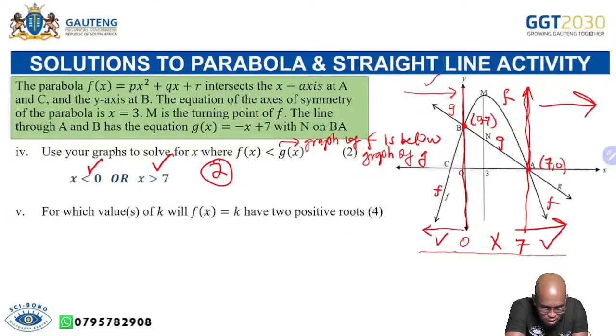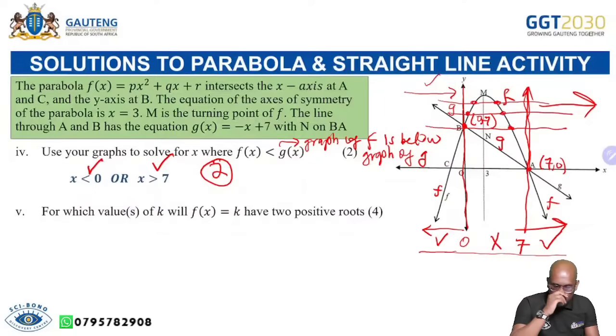If you are to draw a line below the turning point, what do you notice? It cuts twice on the positive x-axis. As you go below, it cuts twice on the positive x-axis. Now look at point B. Now it is cutting once on the positive x and it is cutting at 0.